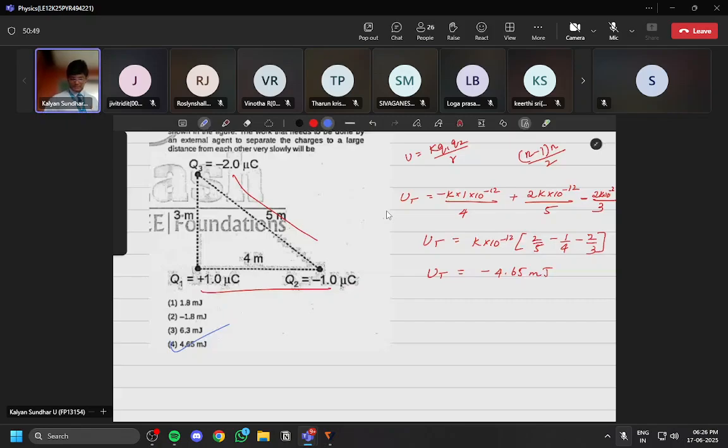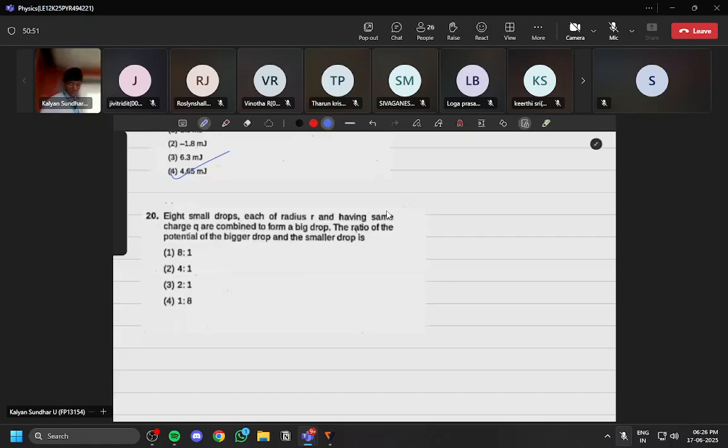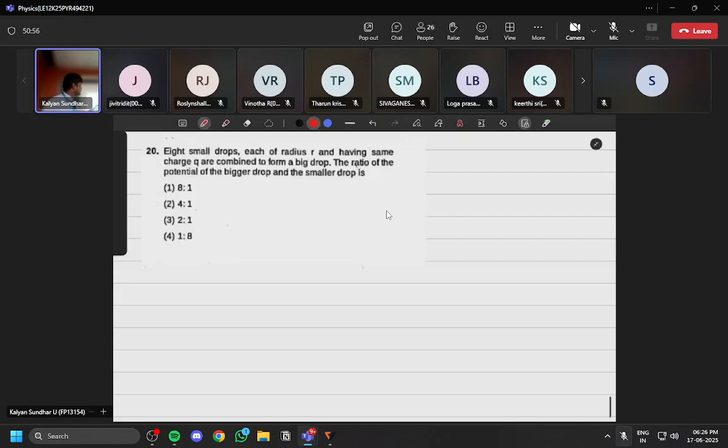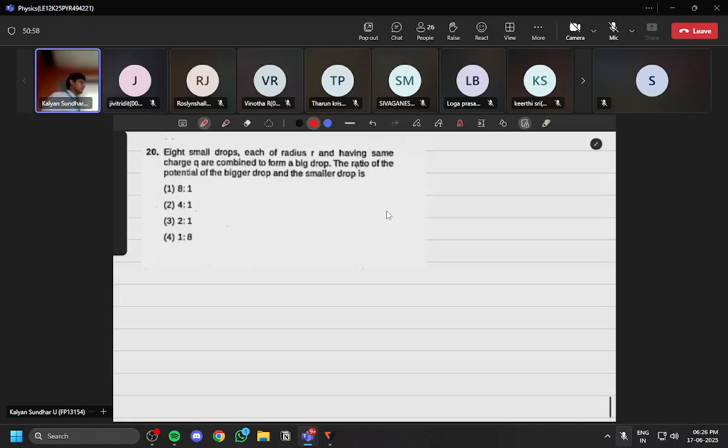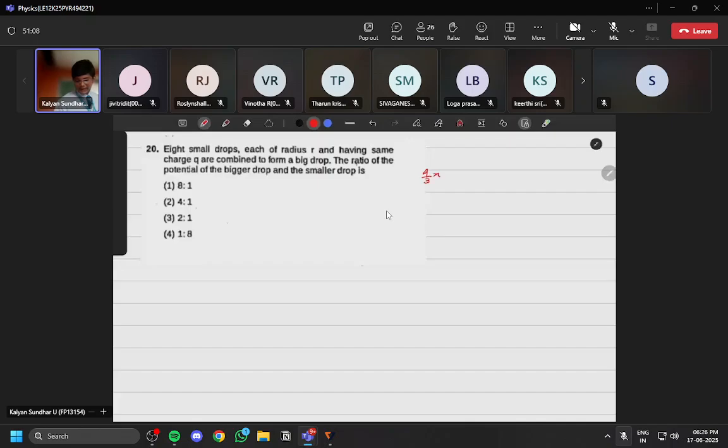Right, sir. 20th question. 8 small drops, each of radius r, having a charge q, are combined to form a bigger drop. Right? First thing is about the volume conservation. So 8 of them join to become one big sphere. Correct? So 4 by 3 pi r cube into 8, the volume of 8 small drops will be equal to one bigger drop of 4 by 3 pi capital R cube. Now capital R will be equal to 2 times the smaller r. This is the bigger value.